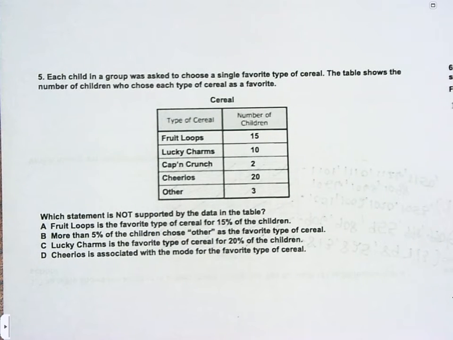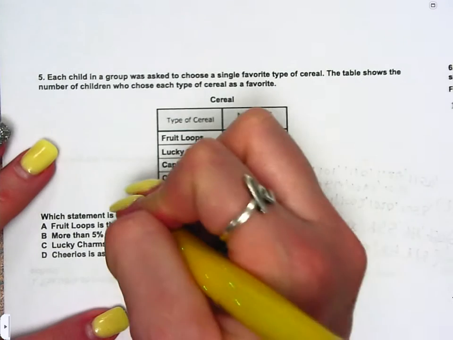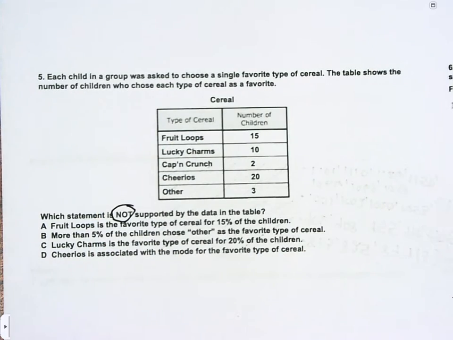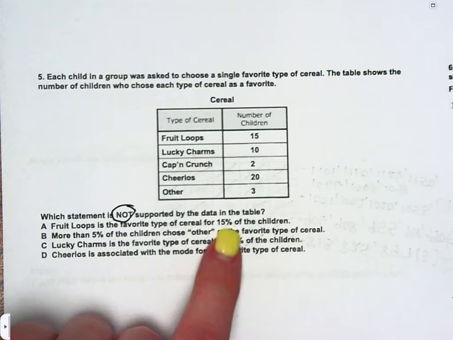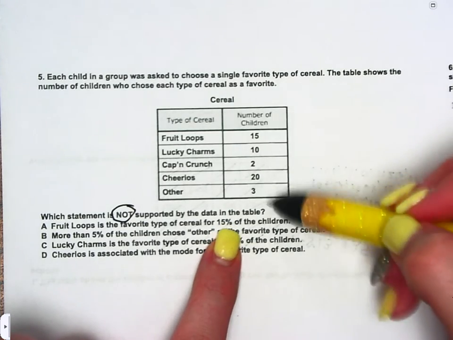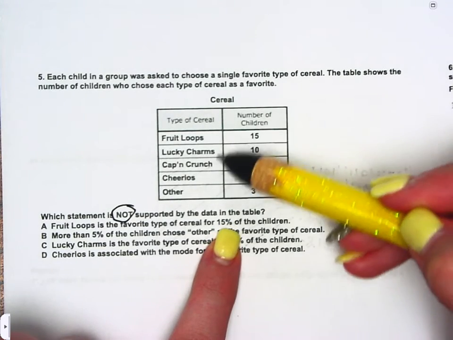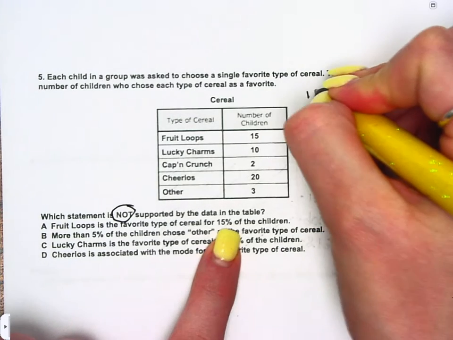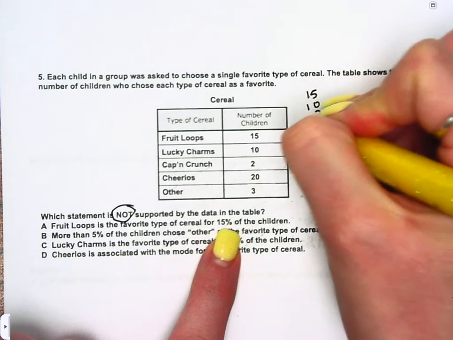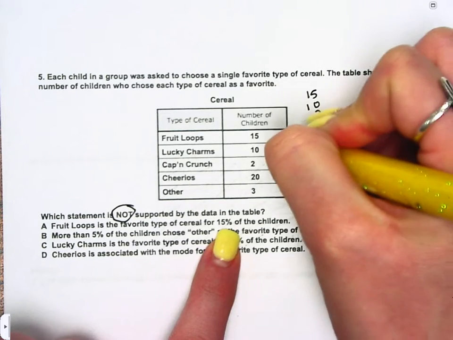Number 5, each child in a group was asked to choose a single favorite type of cereal. The table shows the number of children who choose each type of cereal as a favorite. Which statement is not supported by the data in the table? So I'm looking for not supported. Fruit Loops is a favorite type of cereal for 15% of the children. This is talking about percent, but it's talking about children. So I need to turn these into percent. And to do that, I'm going to add up all my numbers. 15, 10, 2, 20, and 3.